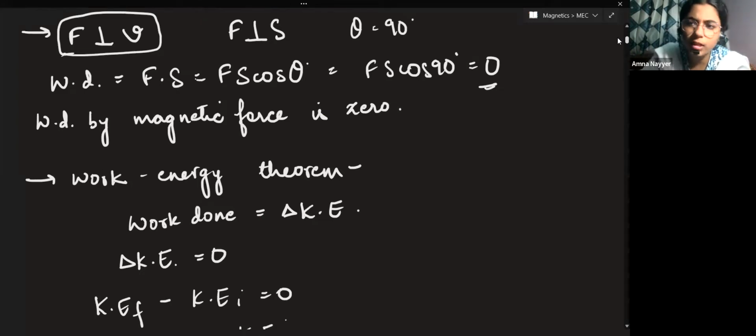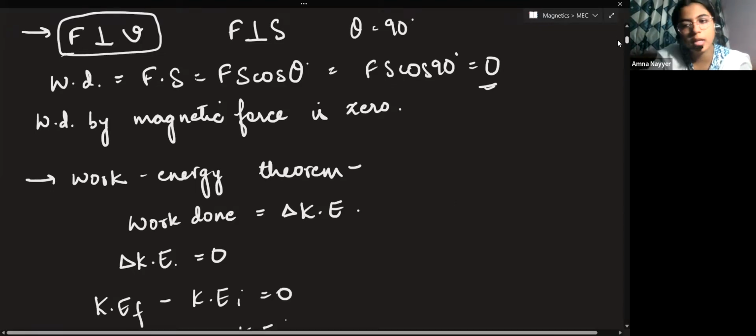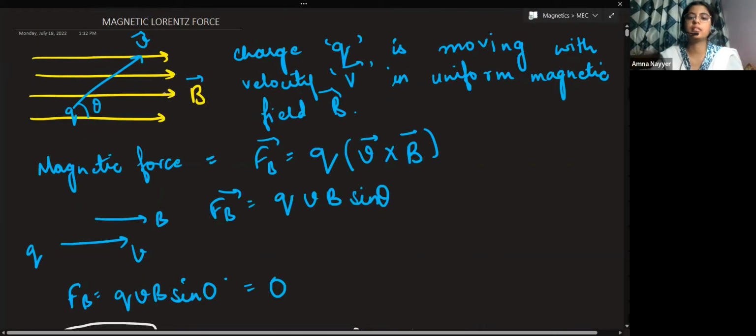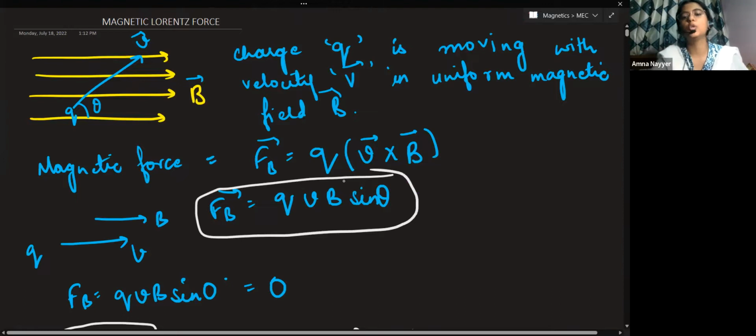So these are a few conclusions, and numericals do not come from this because this is a part of your 11th class. But theoretical questions can come from here. This is important. This formula is important. F_B is equal to qvB sine theta. All right, noted.